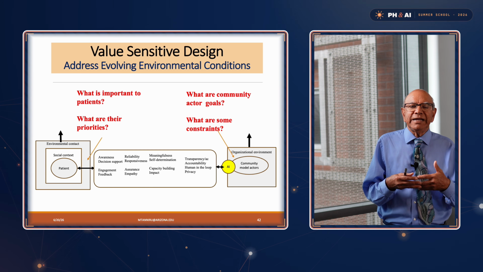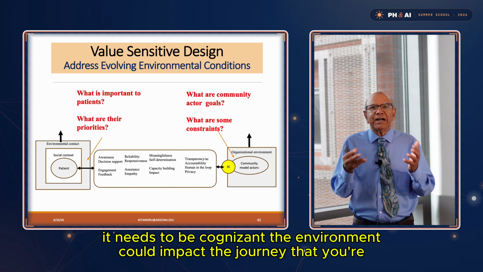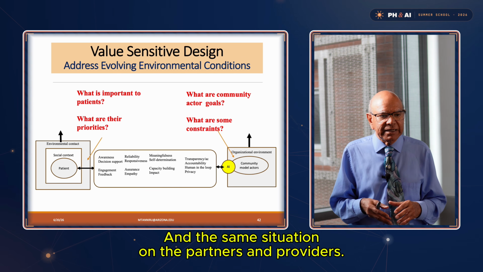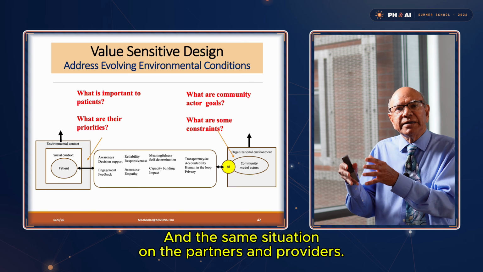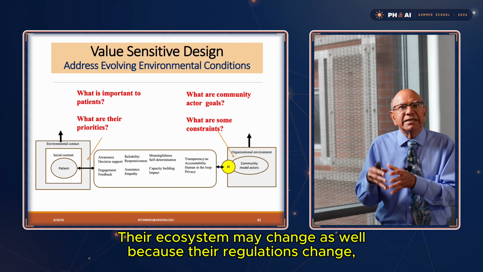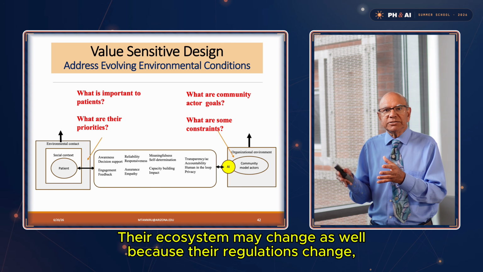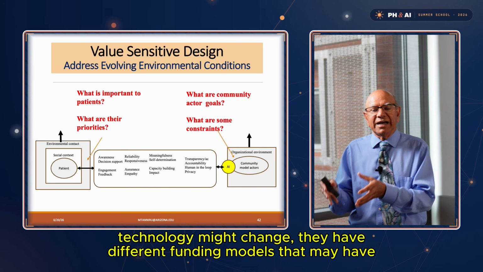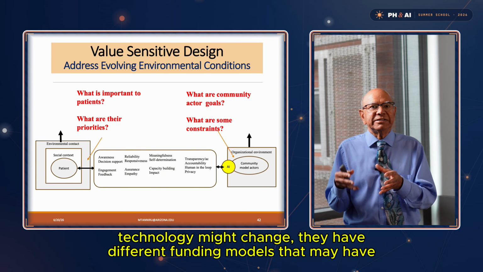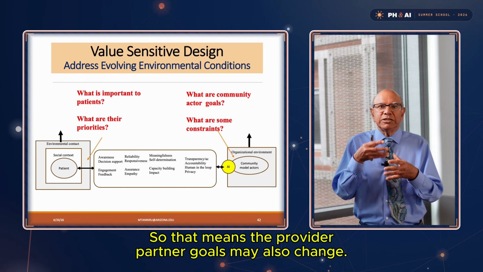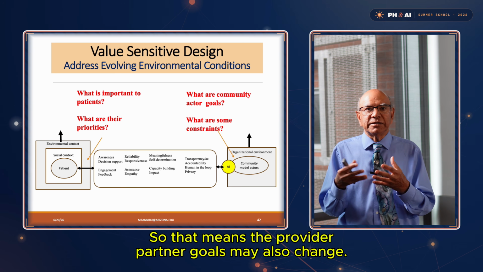So to some degree, it needs to be cognizant that the environment could impact the journey that you're trying to support. And the same situation applies to the partners and providers. Their ecosystem may change as well, because their regulations change, or the technology might change, and they have different funding models that may have evolved. So that means the provider-partner goals may also change.